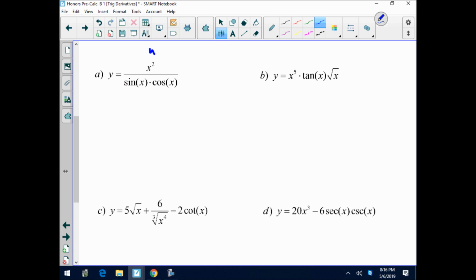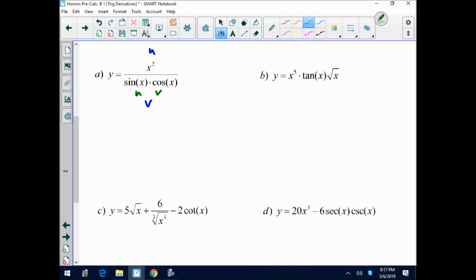Because we've got a fraction equation with our numerator u of x squared and our denominator v of sine x times cosine x. And then in that denominator, we're going to have a product, which means that when we take the derivative of that denominator, we're going to have to use the product rule. Now, this next guy is a little bit more involved.